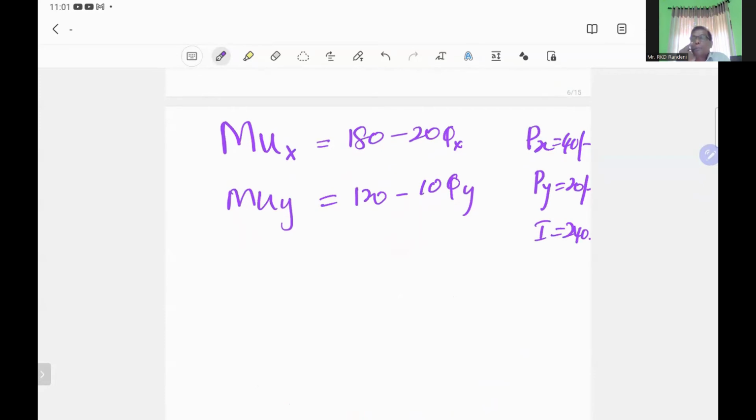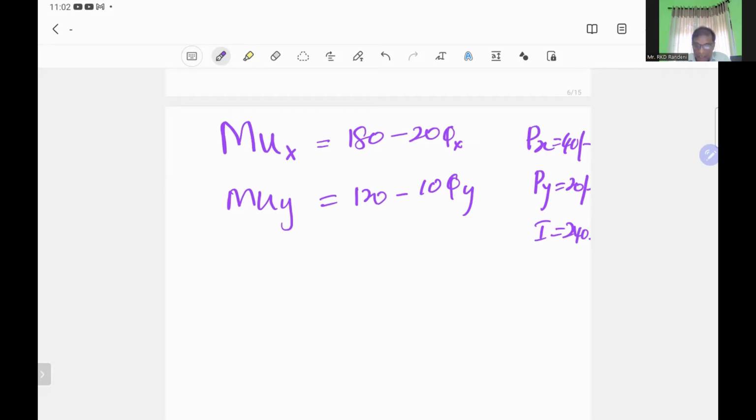Now, a rational consumer went into the market to buy commodity X and Y. X equals dry fish, Y equals vegetable, like that. The price of X may be for 500 grams, or 250 grams, or 100 grams, that is 40 rupees. Price of Y is 20 rupees, income is 240, like that. It is given that. And the marginal utility function is given: MUX equals 180 minus 20 QX, MUY equals 120 minus 10 QY.